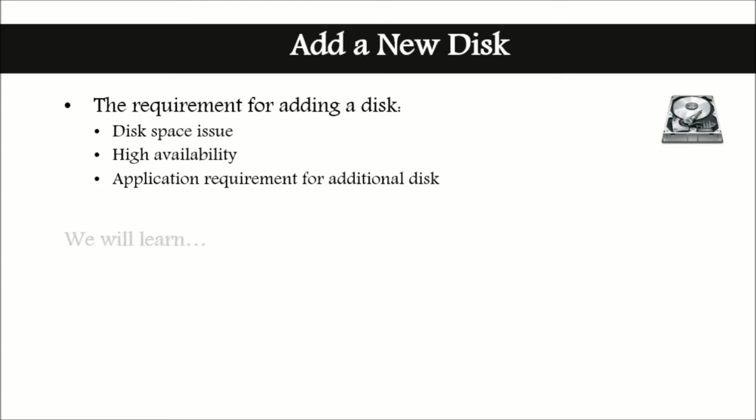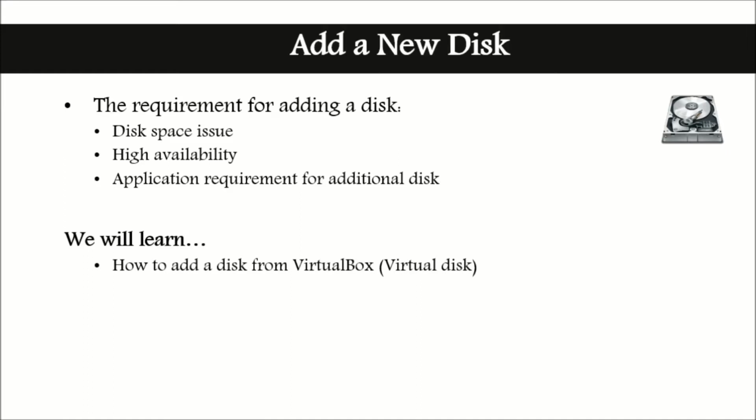What we will learn in this lesson is how we could add a disk from a VirtualBox. It is so easy. When you have your machine running on a virtual environment, all you have to do is simply power off the virtual machine, add a virtual disk from your virtualization technology, go to your operating system, partition it, and map or mount it to your operating system.